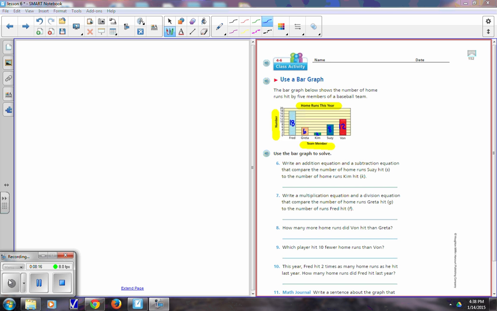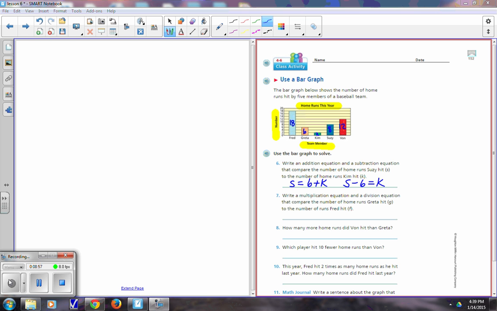So if I'm trying to write an addition sentence comparing the number of home runs Susie hit to the number of home runs Kim hit, Susie hit 6 more than Kim, because I know that 2 plus 6 is 8. I know that Kim hit 6 fewer home runs than Susie. So Susie minus 6 would equal Kim.